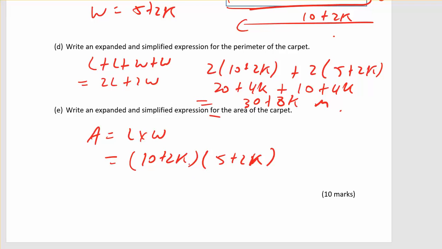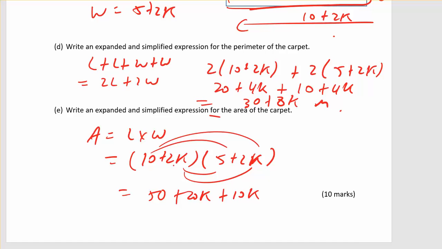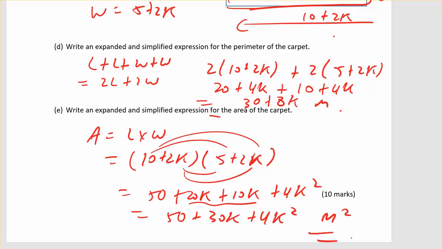Okay, so expanding it, you do rainbow. So times that with that, times that with that, times that with that. So 10 times 5 is 50. 10 times 2k is 20k. 2k times 5 is 10k. And 2k times 2k is 4k squared. So let's simplify what we can. That's 50. These two can combine, plus 30k plus 4k squared meters squared, and we're done.